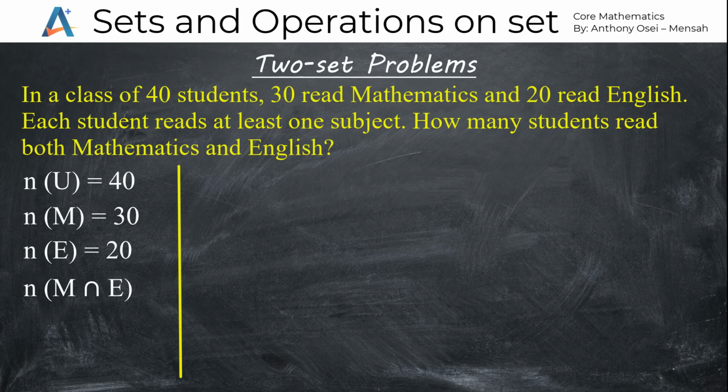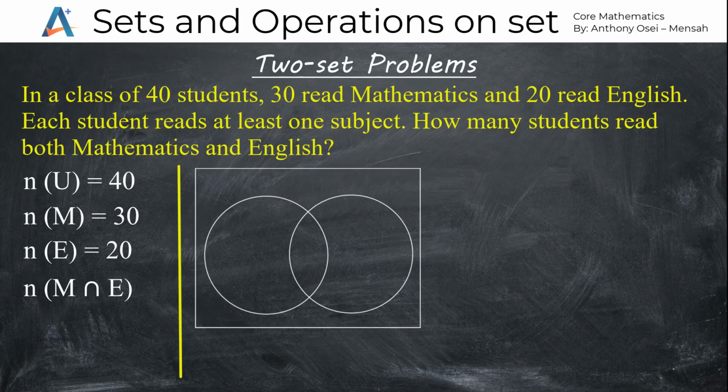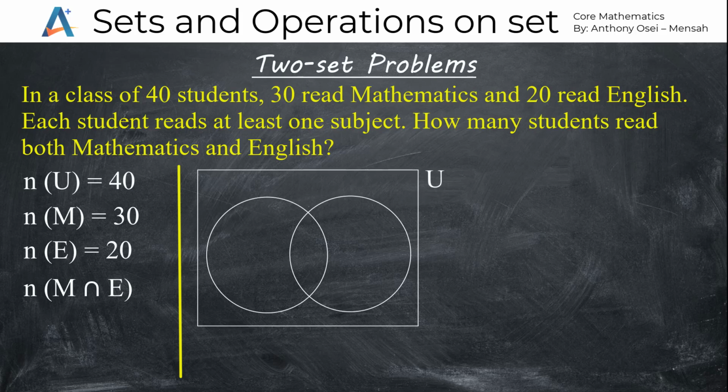Now we draw the Venn diagram. When you draw the Venn diagram, your universal set U will be here. Then the first set for mathematics, M for maths, and then the other set for English. So we will then let M intersection E be represented with X. Now X should be here. Those who do maths are 30, and those who do English are 20. So let's put 20 here.